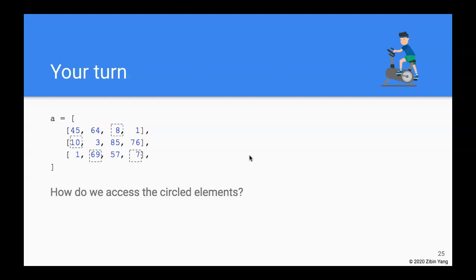Now I would like you to give this a try yourself. I have another 2D array here. It's not a square array, it's a rectangular one. I circled a few of these numbers here. What are the row index and column index for each of these circled elements? All right, assuming you've done that, here are my answers, and please verify them against yours.